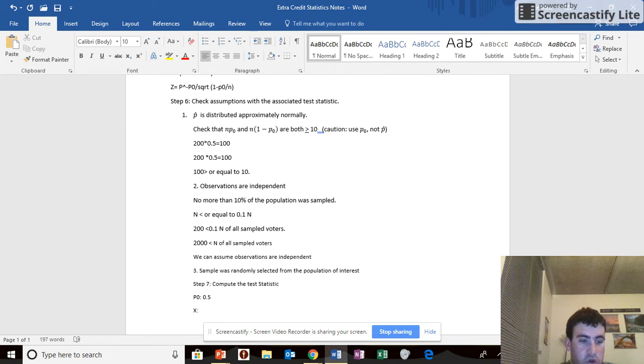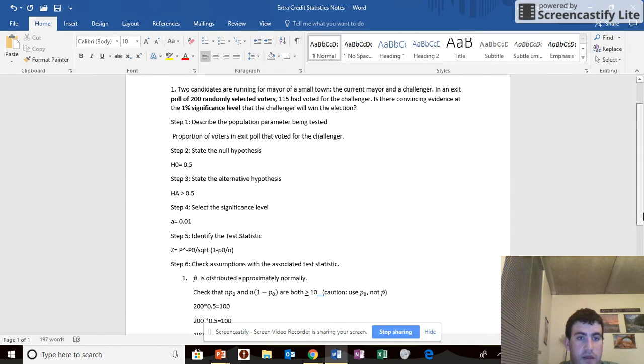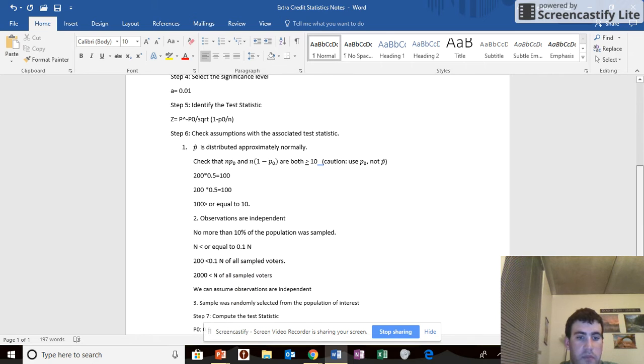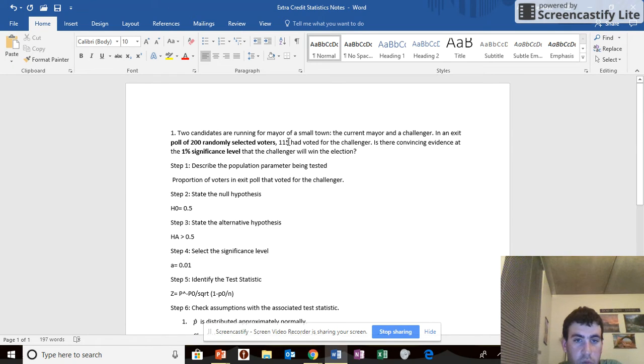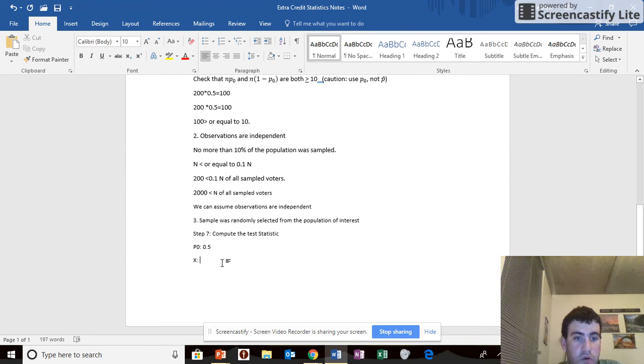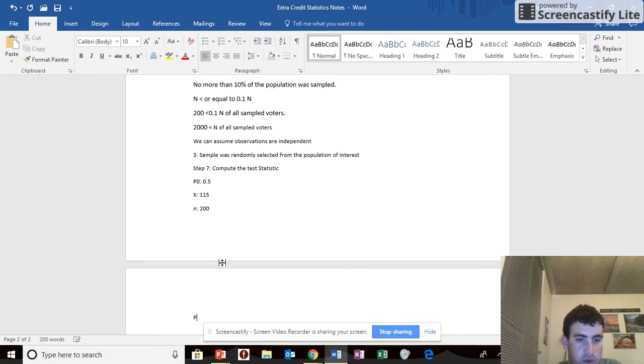The x in this case is the number of successes in the sample. So if we go back to our problem, that would be the 115 that had voted for the challenger. So x is 115. n is the sample size, which we found earlier, which is 200. And then you'll see the prop sign. So that's the hardest part that throws a lot of people off.